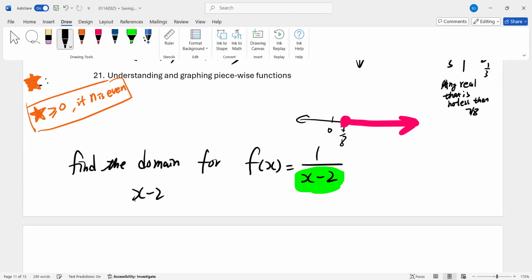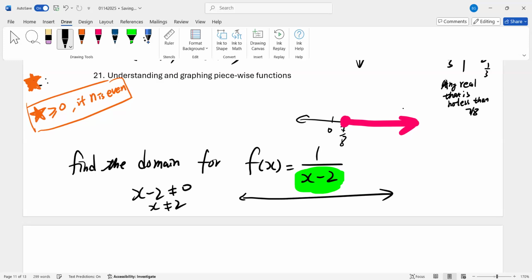X minus 2 cannot be 0. Then x cannot be 2, right? Because if x equals 2, then the denominator would be 0. That's not okay. We all know the denominator can never be 0. So 2 has to be excluded from the real number set. So the domain is all real numbers except 2. How do we write all real except 2?